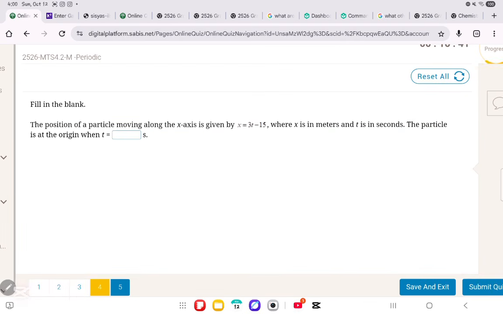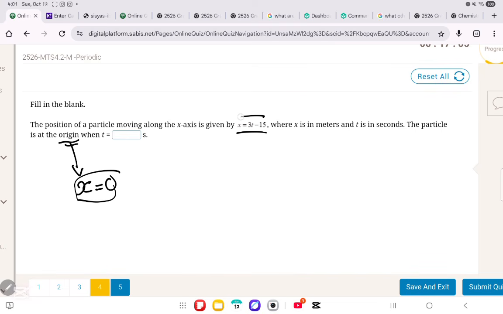What does it say? It says the position of a particle moving along the x-axis is given by this. Where x is in meters and t is in seconds, the particle is at the origin. What does it mean at the origin? That means that the position is 0. So at the origin means that the position is 0.